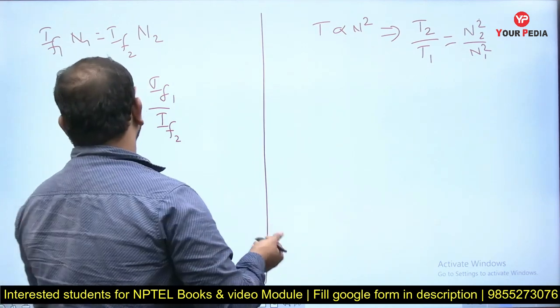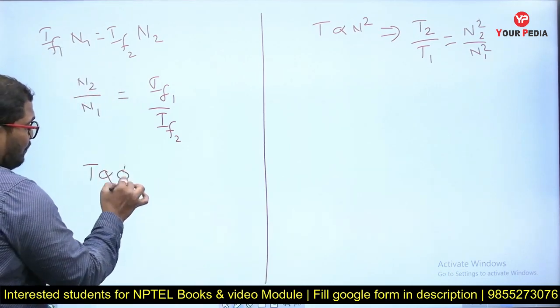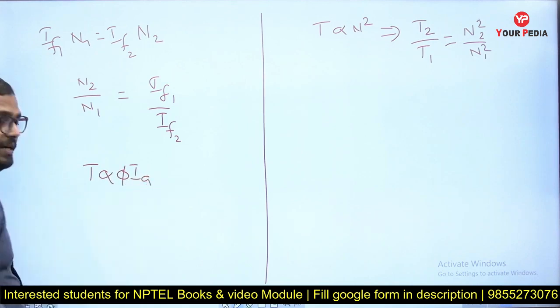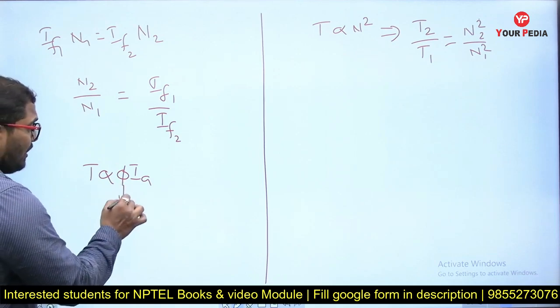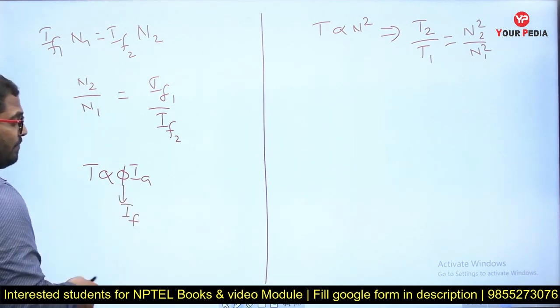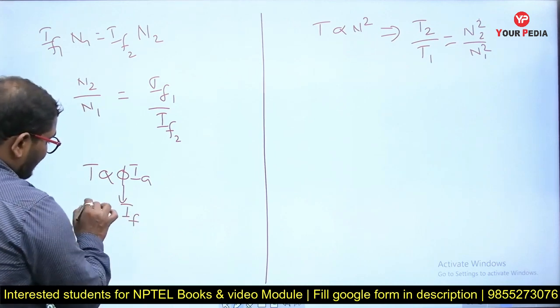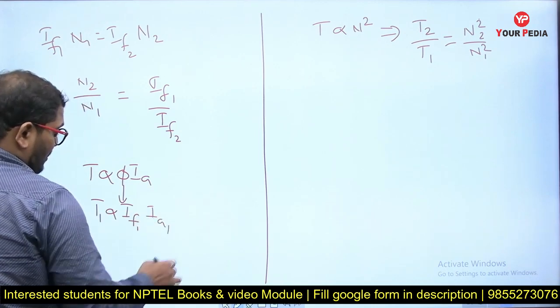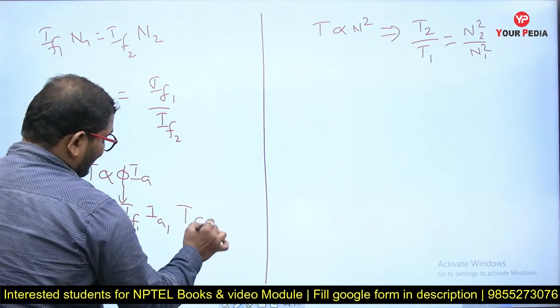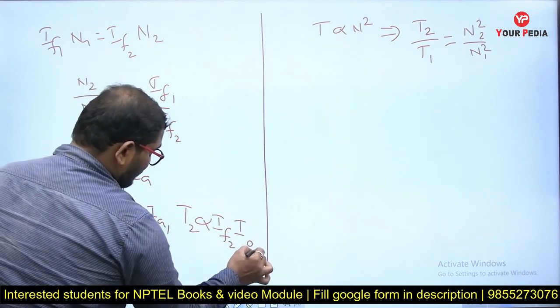So what is the next condition? We know already: torque is directly proportional to phi into Ia. This is another condition we know, in DC motors. So what is phi? Phi can be replaced with If, as we already discussed in the previous session. So torque T1 is directly proportional to If1 into Ia1. Torque T2 is directly proportional to If2 into Ia2.